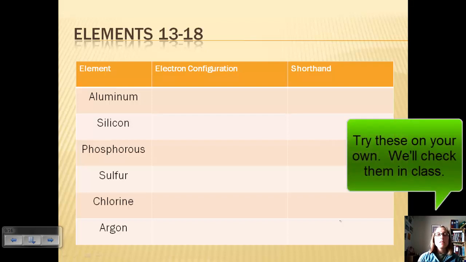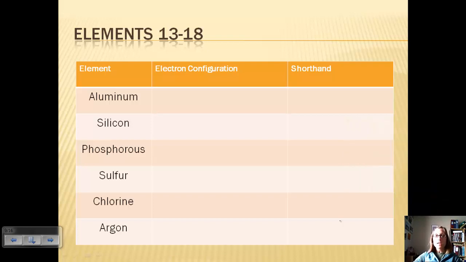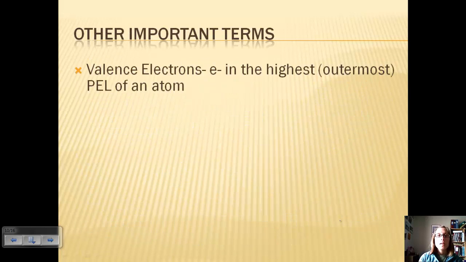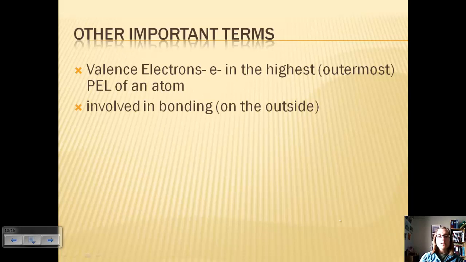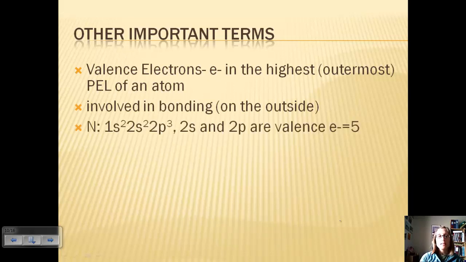Okay, we will discuss elements 13 through 18, but they basically follow the same identical pattern. We're just going to keep adding electrons going from S to P. Okay, so let's look at some other important terms. Valence electrons are the electrons in the highest or the outermost principal energy level. Okay, and they are the ones that are involved in bonding with other things because they're located on the outside.